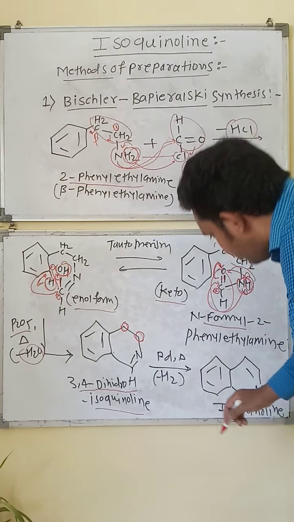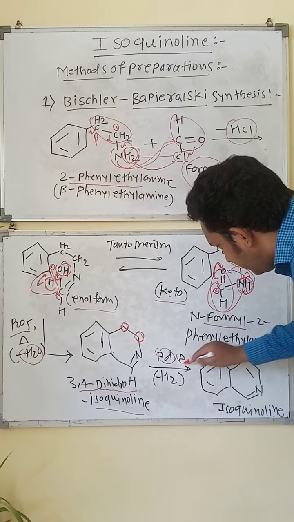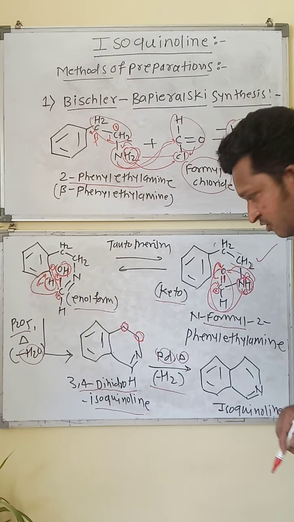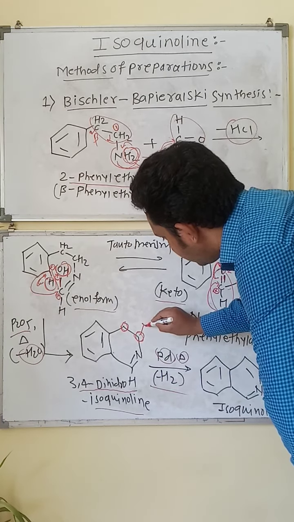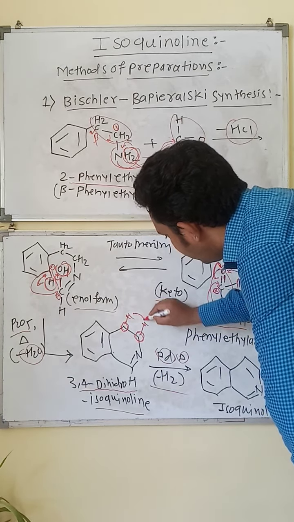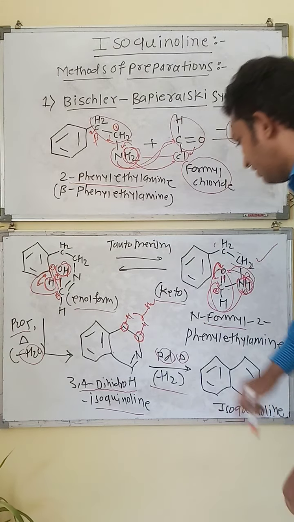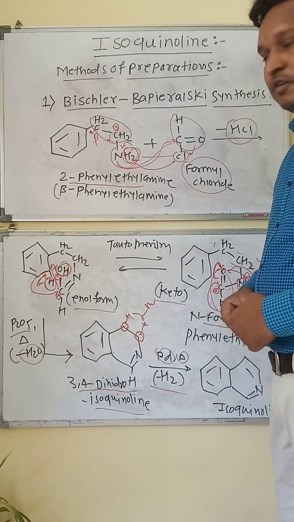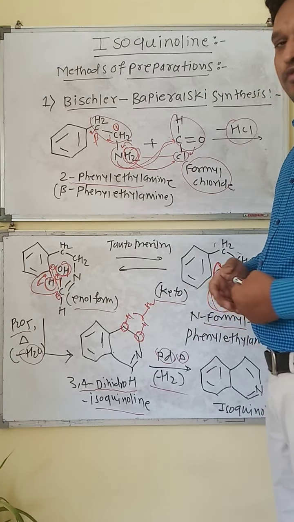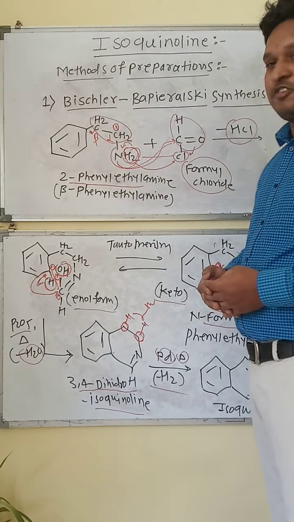Now in further reaction with palladium and application of heat, there is a removal of hydrogen gas from the 3,4-dihydroisoquinoline. Basically the hydrogen on the third position and the hydrogen on the fourth position will be removed as hydrogen gas, and finally we get the isoquinoline structure. Okay, this is about the method of preparation of isoquinoline, that is the Bischler-Napieralski synthesis.